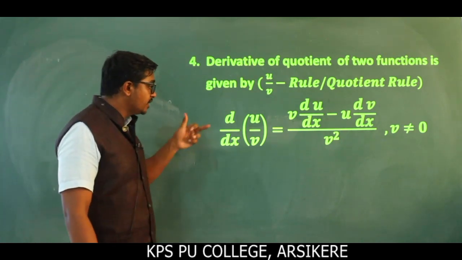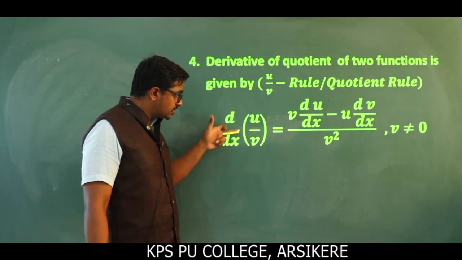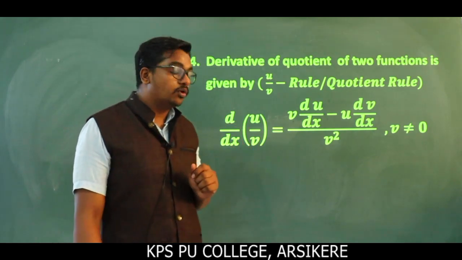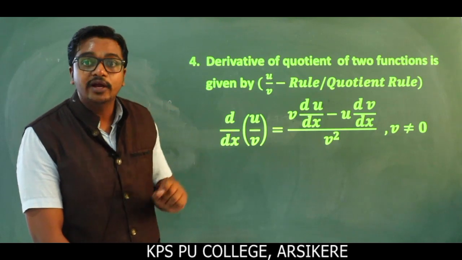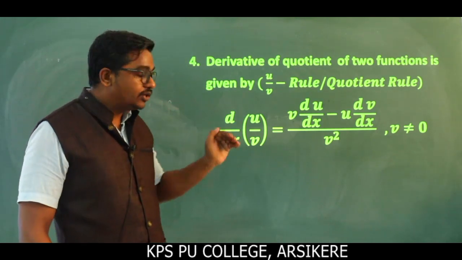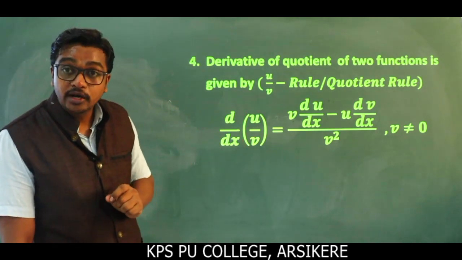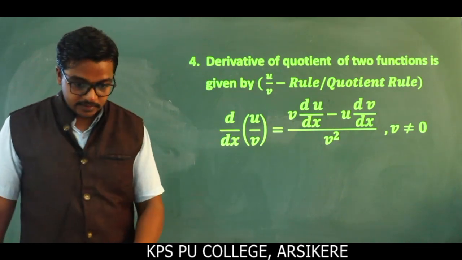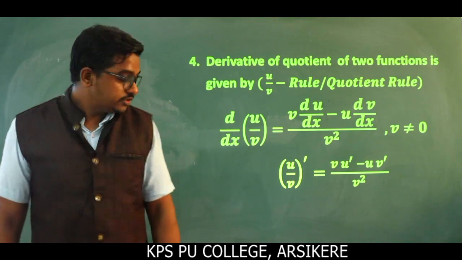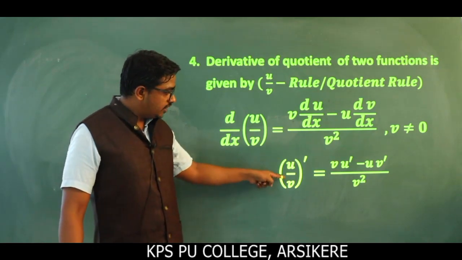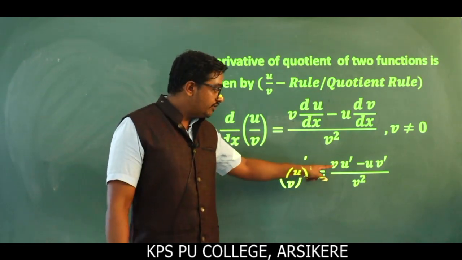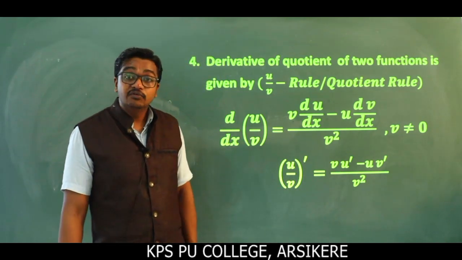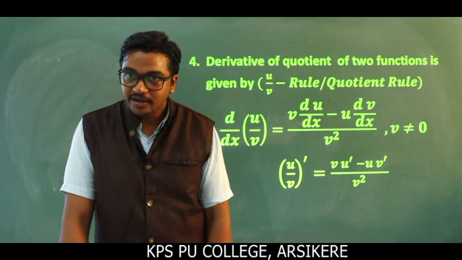Just observe here, d by dx of u by v is equal to v into du by dx minus u into dv by dx whole divided by v square. Okay, another notation, u by v whole dash is equal to v into u dash minus u into v dash divided by v square.